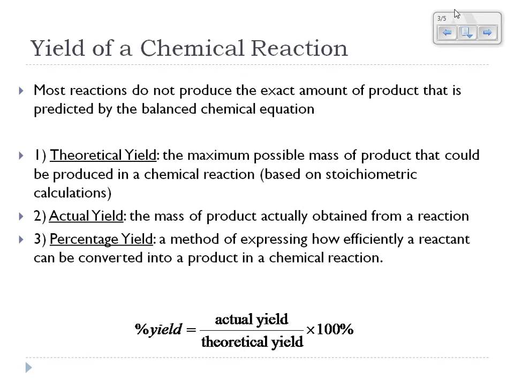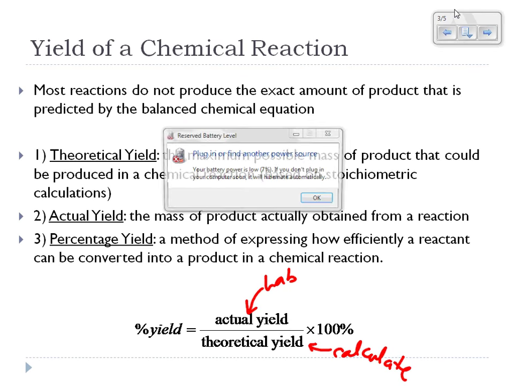To find the percent yield, we take the actual yield. Again, you get the actual yield right from the lab. The theoretical yield is what you calculate based on your mole ratio. You times it by 100 and you get your percent yield. So it's a pretty straightforward calculation.